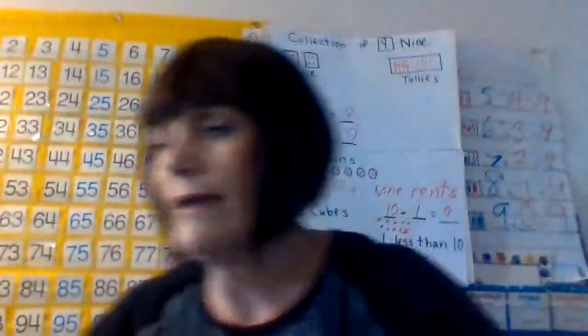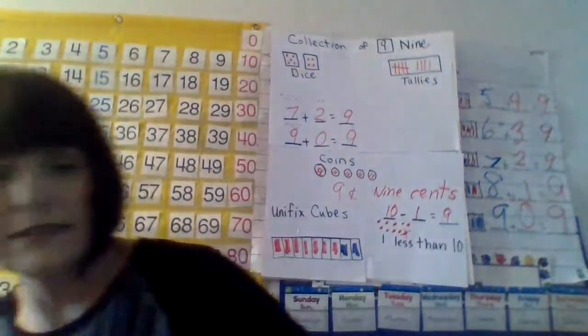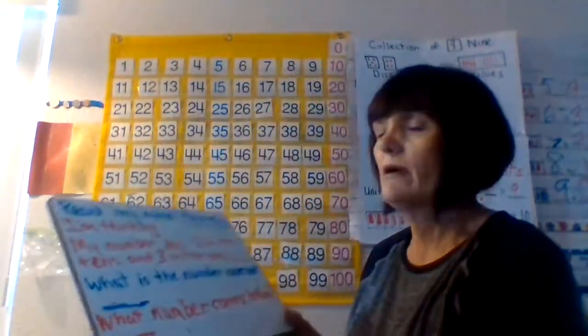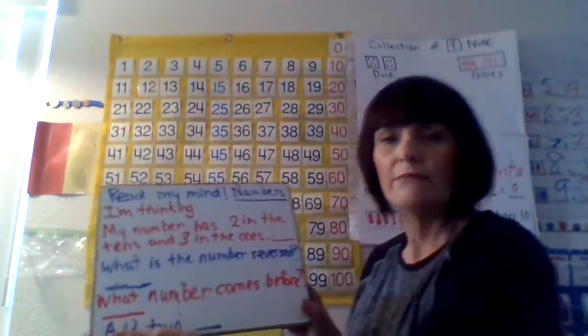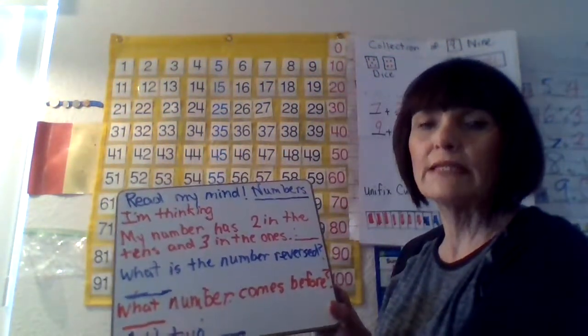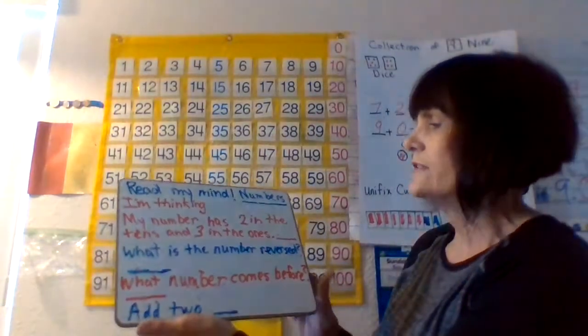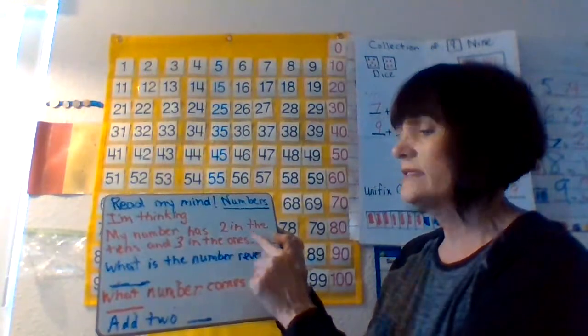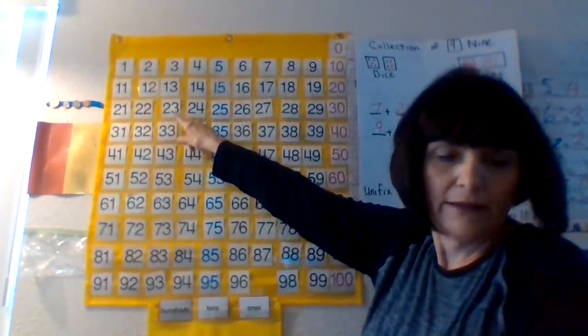All right, next, we're going to move on to the next part. All right, here we go. The next thing that I want to do is this. I want you to read my mind. Can you read my mind, please? Read my mind numbers. I'm thinking of a number. It has 2 in the tens place and 3 in the ones place. What number am I thinking of? 2 in the tens and 3 in the ones.